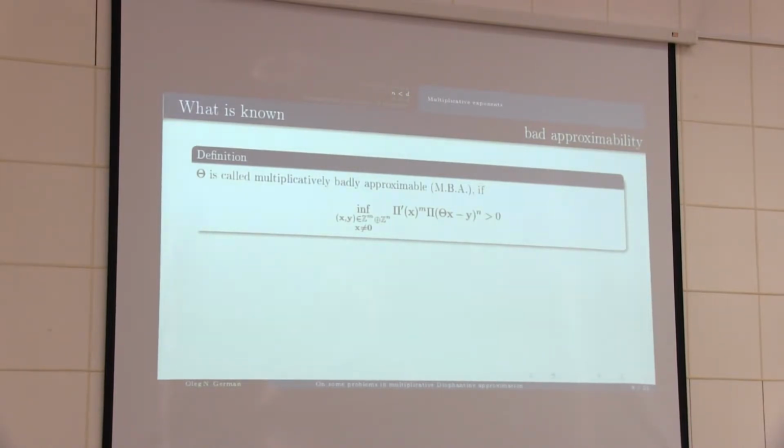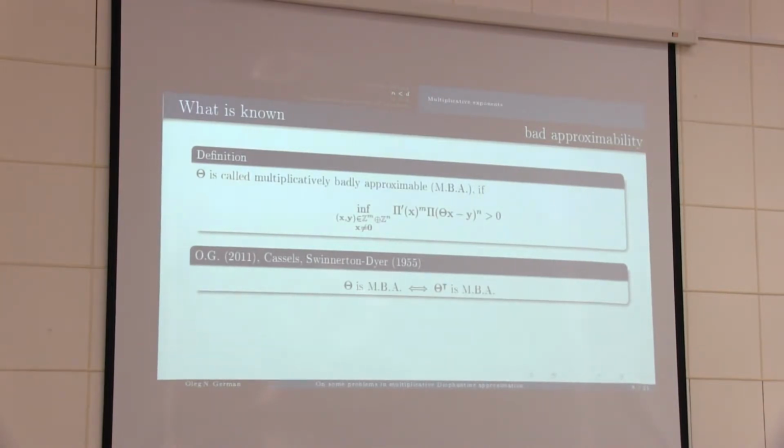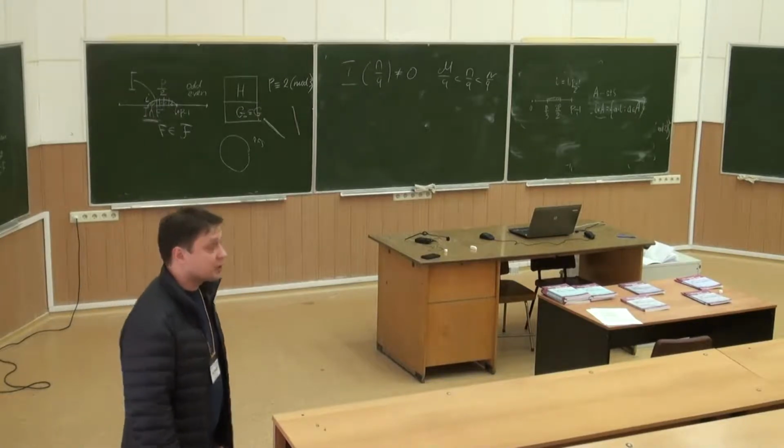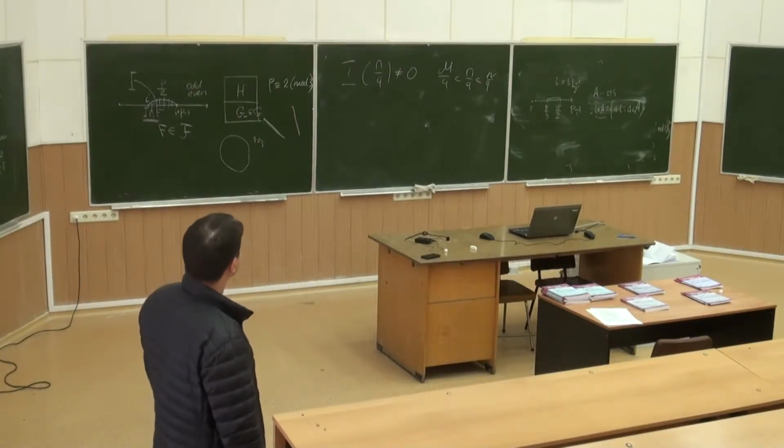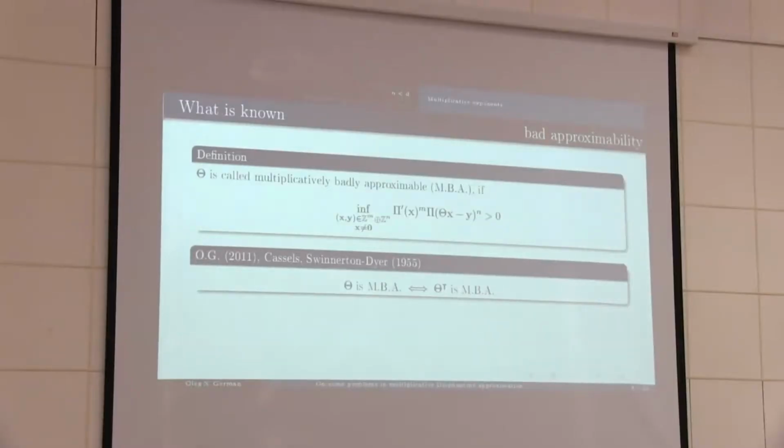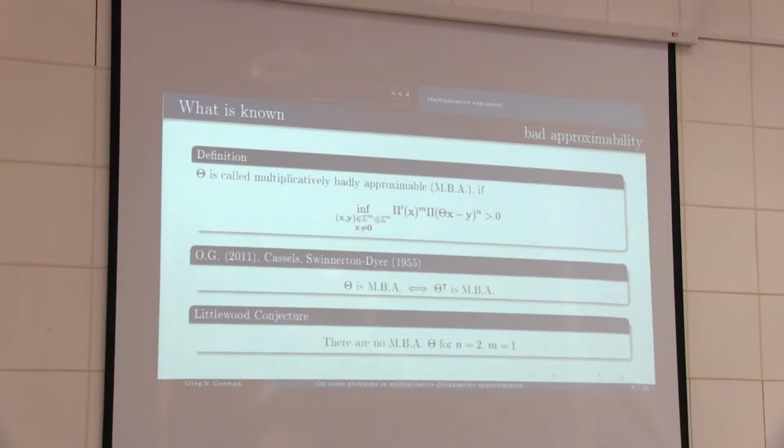So what is known about this bad approximability? It is known that matrix theta and its transpose matrix are simultaneously multiplicatively badly approximable. It was known for a particular case, and it's proved in this paper that we're talking about, for the particular case of dimensions 1 and 2. And unfortunately, I couldn't find it anywhere else, so I had to prove that. And of course, the Littlewood conjecture can be reformulated in terms of this multiplicative bad approximability in the following way: there are no multiplicatively badly approximable matrices. So this notion may be tricky.